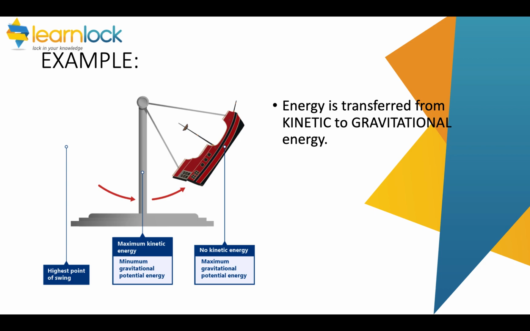Here's an example of an energy transfer with a pirate ship. As you can see, energy is transferred from kinetic to gravitational. So it starts off here with the kinetic energy. As it starts to rise up here, it gets more gravitational energy and less kinetic. And then as it comes back down again, it converts it the other way. So when it's at the highest point, it has the most gravitational energy and the least kinetic energy.